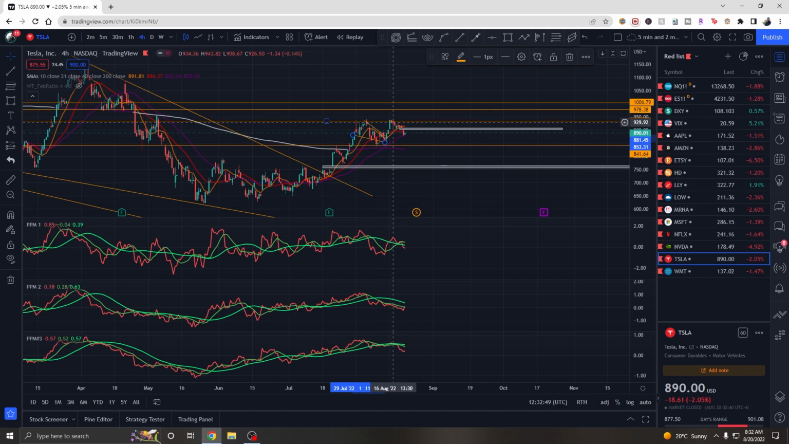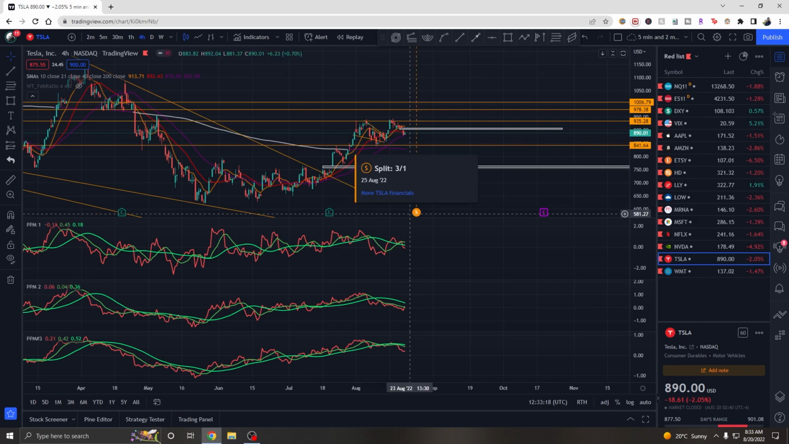We got a rejection from this 943 level and we started coming down, and right now we are retesting this 40 period moving average, and below that we have a 200. Other thing that you need to see over here is a double top formation, which is a classic, textbook bearish pattern, and I'm expecting it can come down to 840 before its split, which is happening on 25th August.